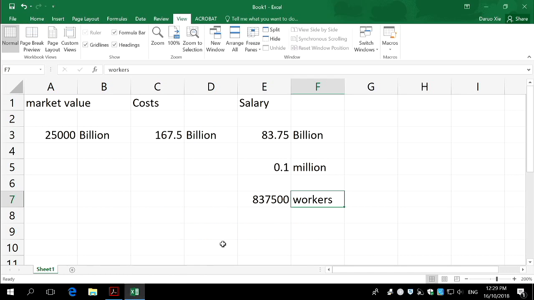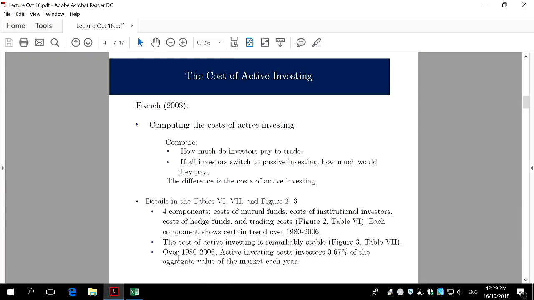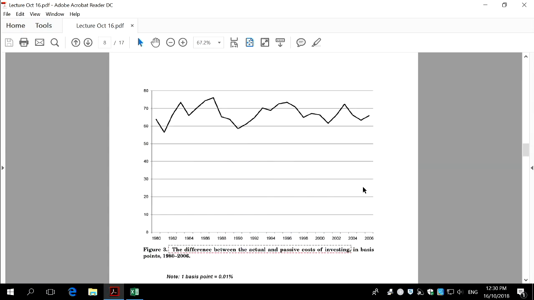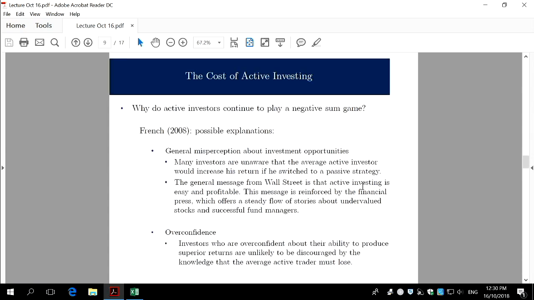Remember, why should those people exist? Because they are playing a negative sum game. In aggregate, they are losing people's money. Of course, they contribute a lot of benefit to society, but it's a third-party contribution. So they are losing money. Okay, so the question is why those people are still in that game. French actually provides some possible explanation. It's not definitely the answer, just some possible explanations to answer the question: why do those active investors continue to play this negative sum game?